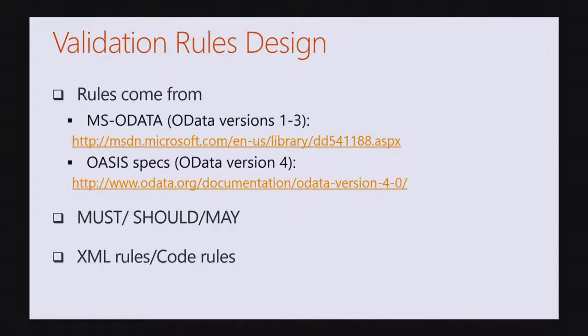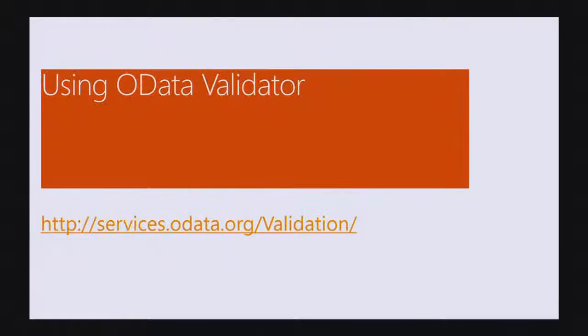The rules themselves, as I said, come from either, for versions 1 through 3, the MS-OData spec, or for version 4 from the OASIS specification. So people have just gone through the specification, they've looked for all the musts, shoulds, and mays, and they've built rules around those musts, shoulds, and mays. There are XML rules that do XML validation, and there are also code rules. So those are the 2 different types of rules that you will see if you actually go and look at the project on CodePlex.